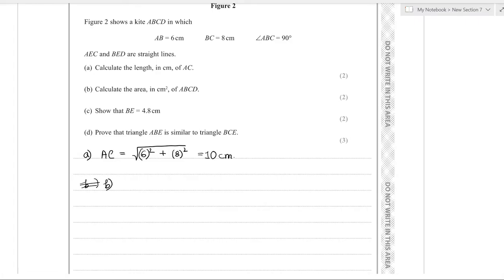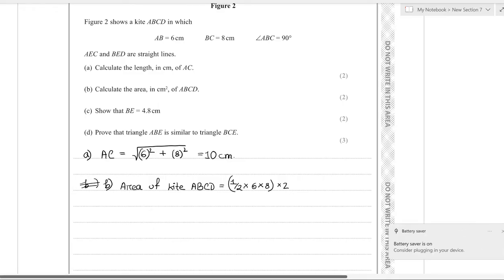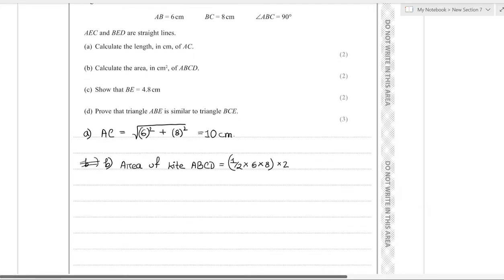So part B is the area of the kite, ABCD. It is half into 6 into 8, half into base into height, and you need to multiply it with 2, as there were two similar triangles like this that make up the entire kite. So if you calculate it, half cancels 2, and 6 into 8 is basically 48. So you have the value 48 centimeters square.